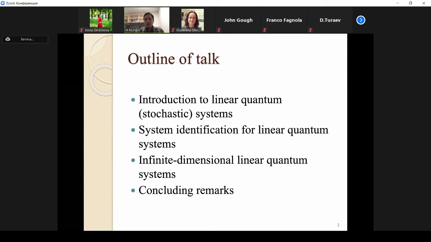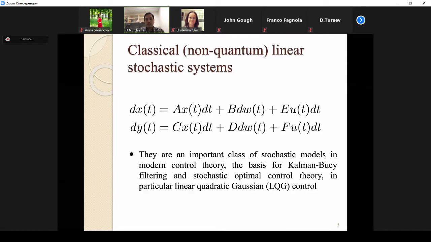So let's start with the first point, introduction to linear quantum systems for those who may not be familiar with these kind of systems. So let's begin with the classical setting. So probably most of you are familiar with this kind of equation. So this is just a linear stochastic differential equation in state space form.